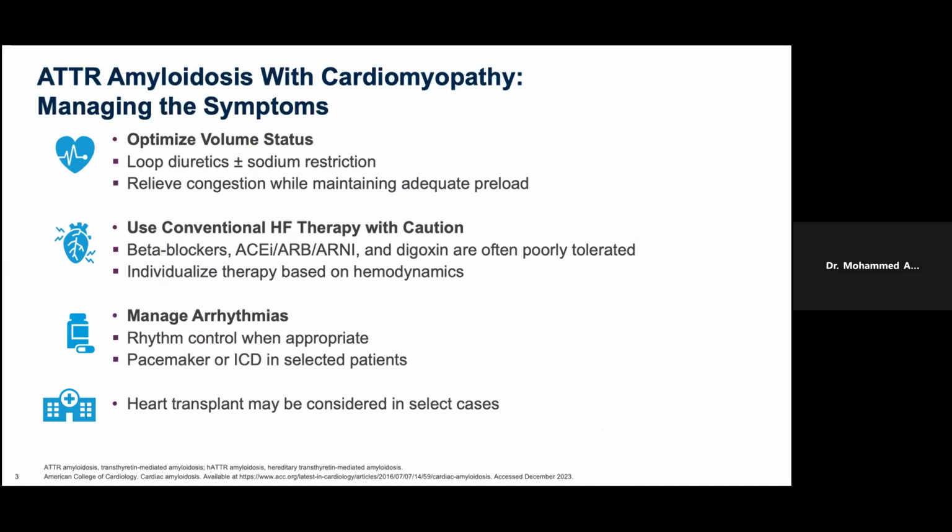Now we will cover the ATTR patient with cardiac manifestation. We'll start with cardiomyopathy management and symptoms. The supportive management can be summarized into four key principles. First, optimizing the volume status with careful diuresis. Second, managing arrhythmia appropriately. Third, recognizing that conventional heart failure therapies are frequently poorly tolerated and should be individualized. And finally, identifying the patients who may benefit from advanced therapy, such as heart transplantation, which may be considered in selected cases.